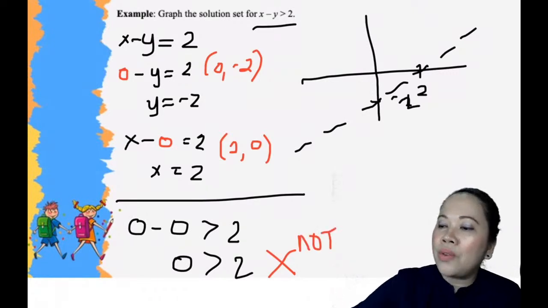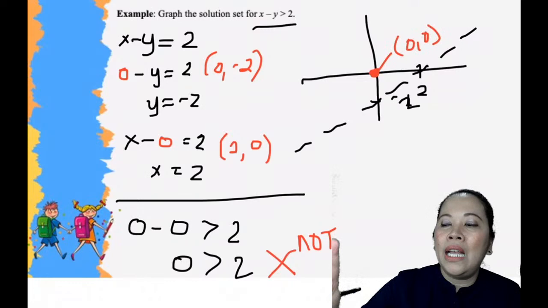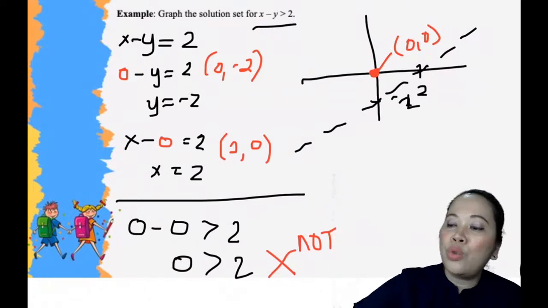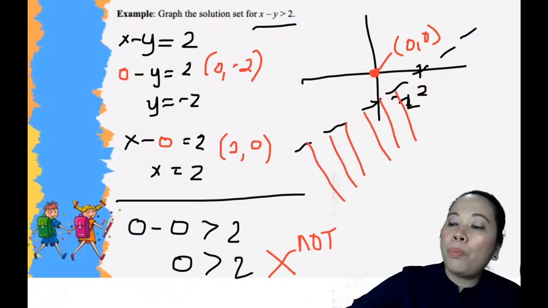Since 0, 0 is here, which is our test point, it will not make the inequality true. Therefore, you shade the opposite side.